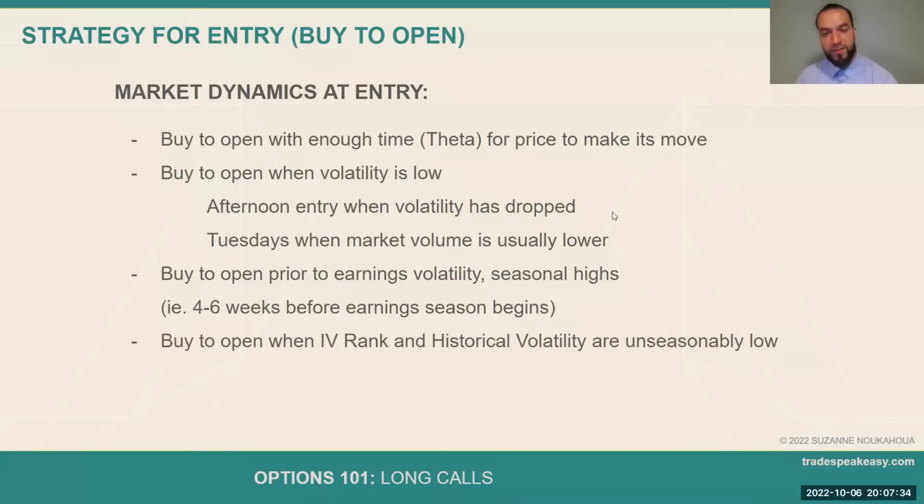Buy to open when IV rank and historical volatility are unseasonably low. These are indicators you want to bring up to check where volatility is. If volatility is trading at a really low rate, you can take advantage of that by buying and anticipating volatility to expand.